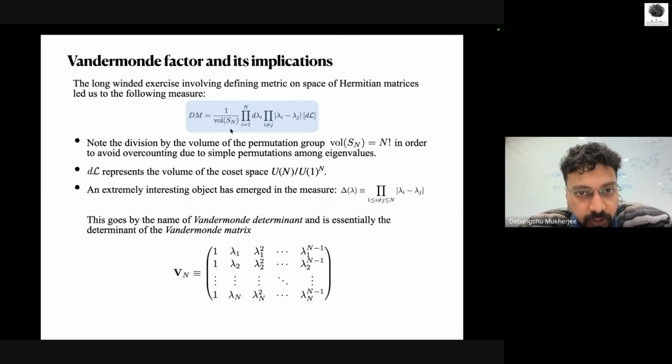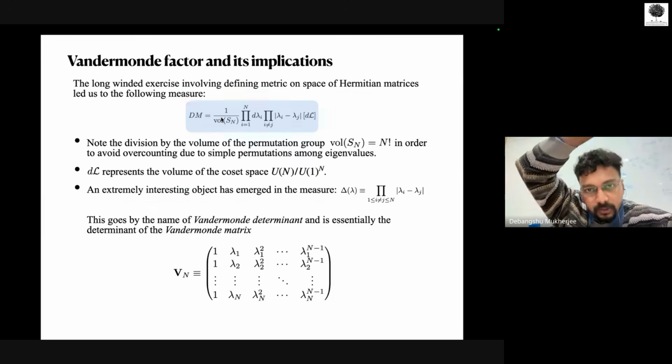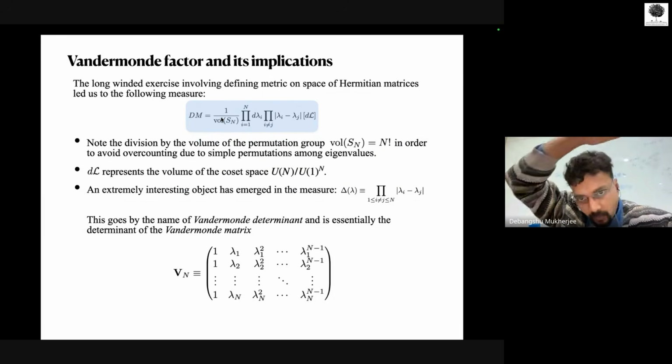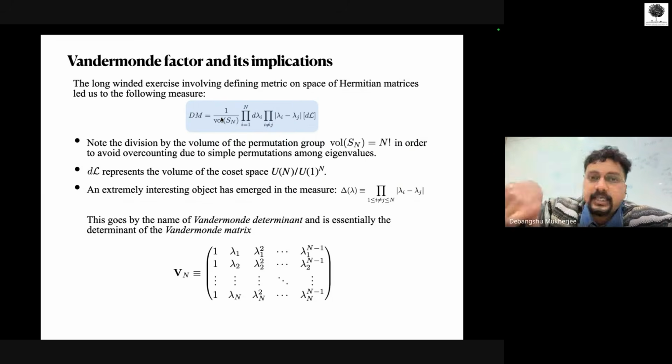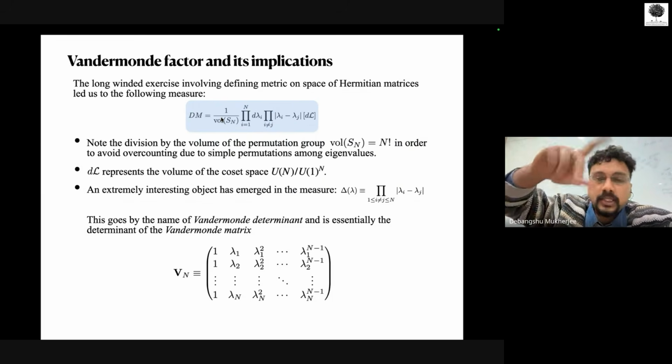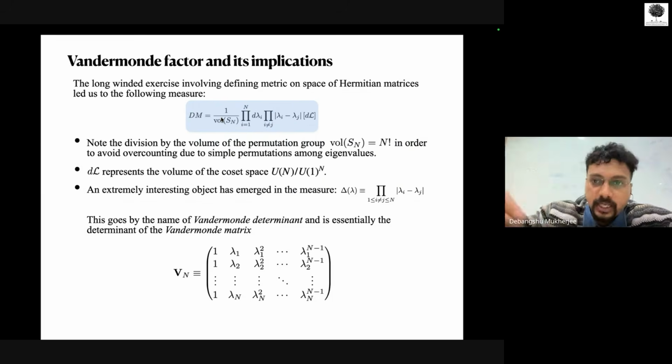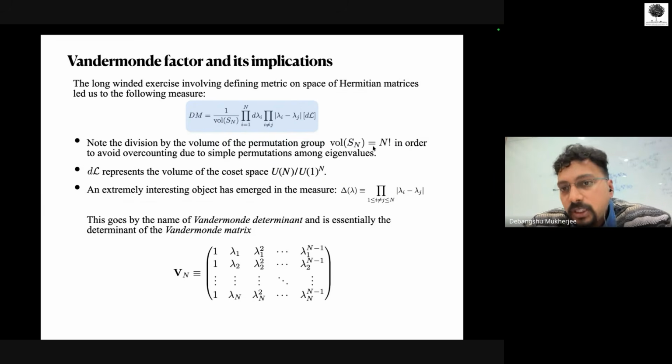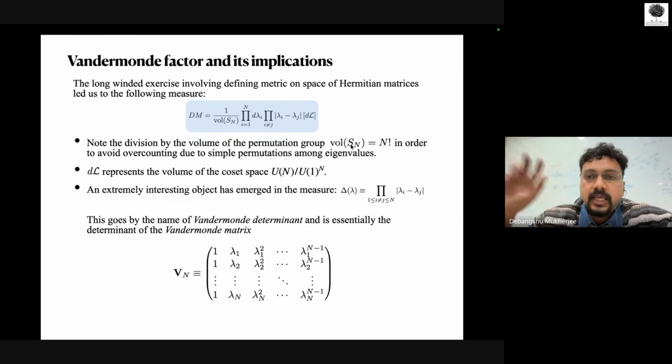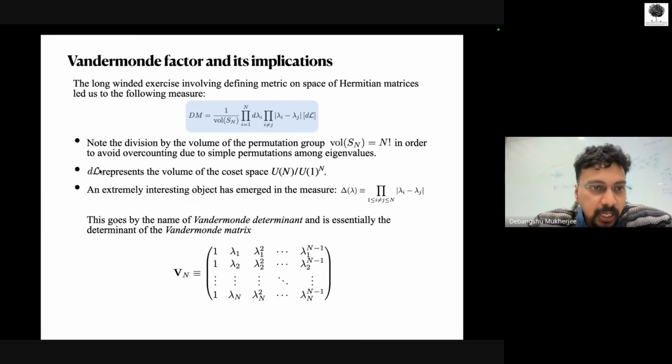So the first thing to note here is this volume of Sn. When you write down the eigenvalues of M after diagonalizing in this matrix capital Lambda, of course, one thing that you can do is you can permute among those eigenvalues. So you need to divide by that extra volume. And that's just simply n factorial. It's just a fancy way of saying that this is the volume of the permutation group Sn. It's just n factorial, the number of ways I can permute the n eigenvalues.